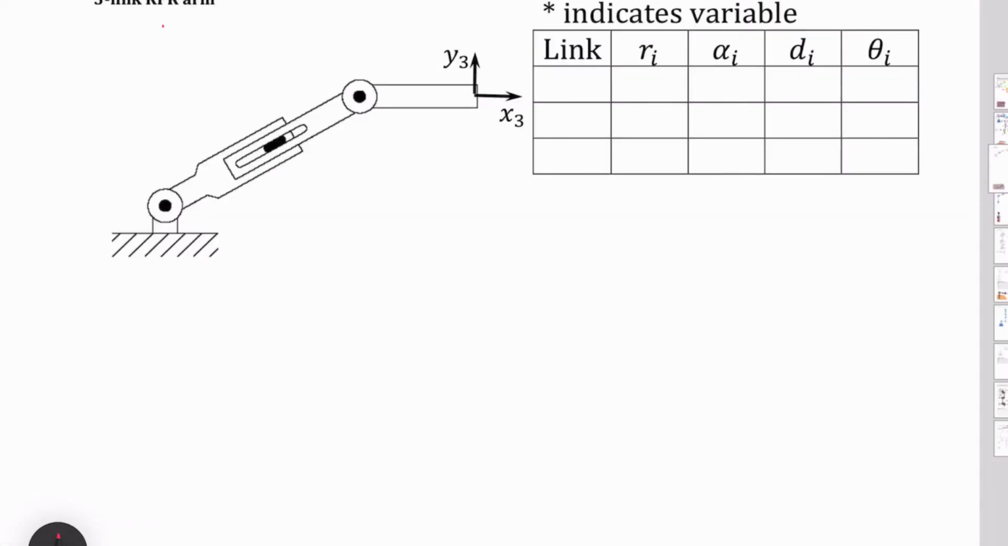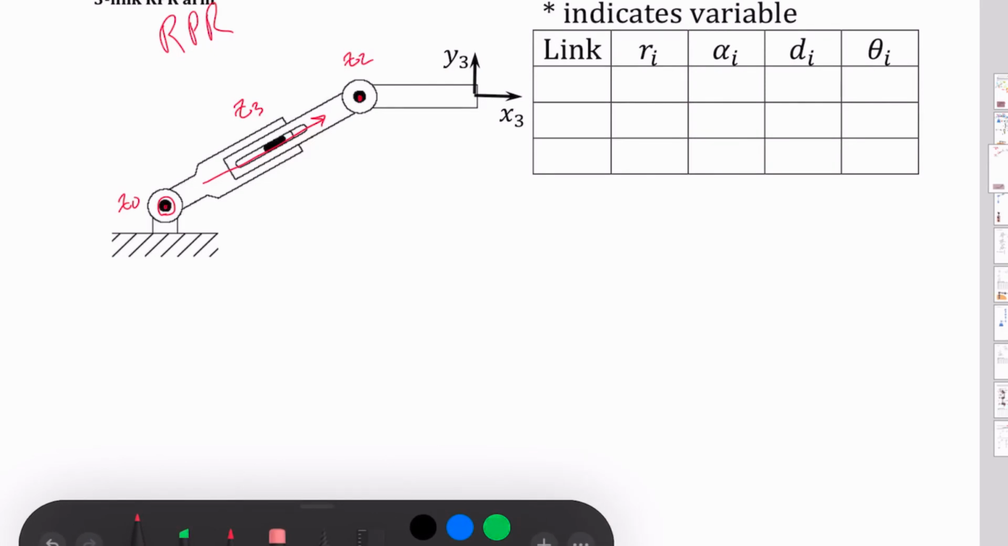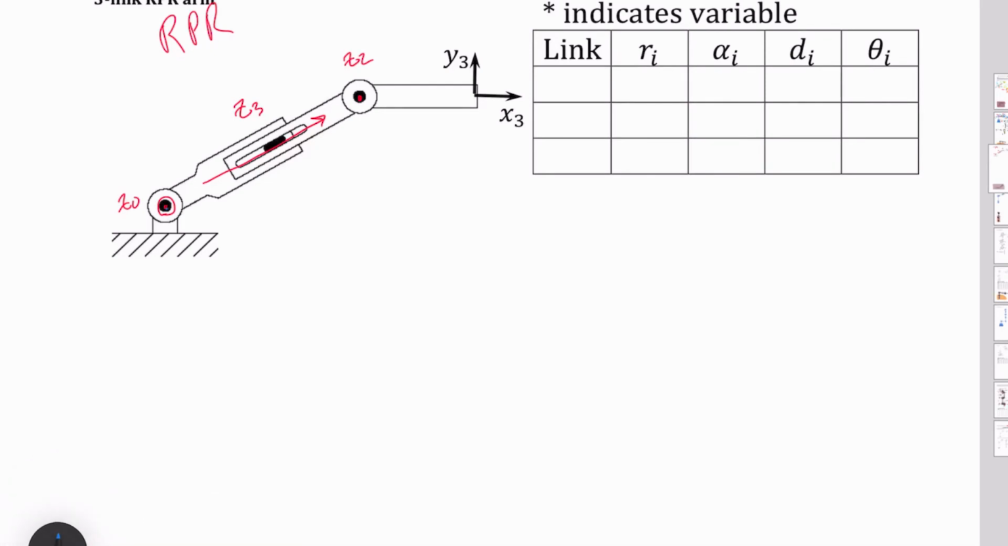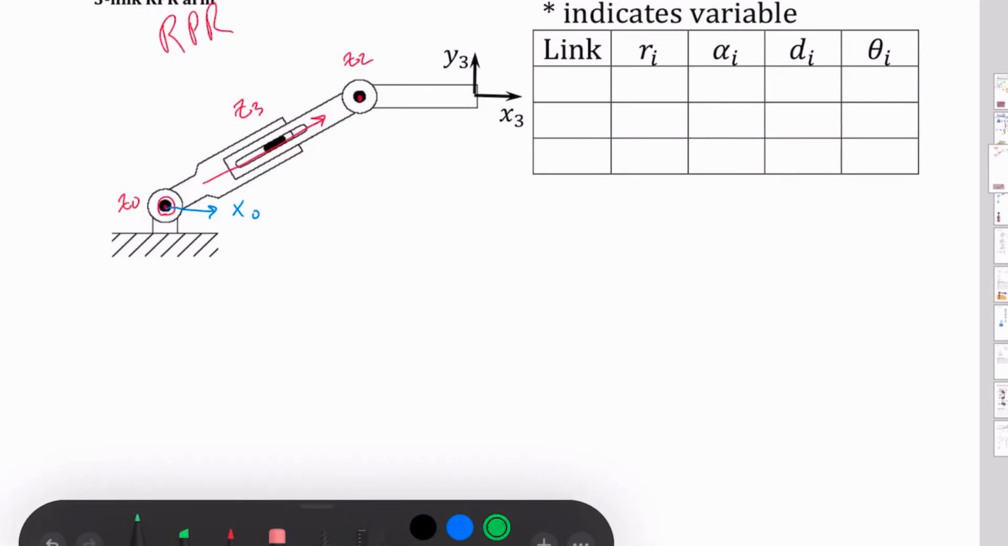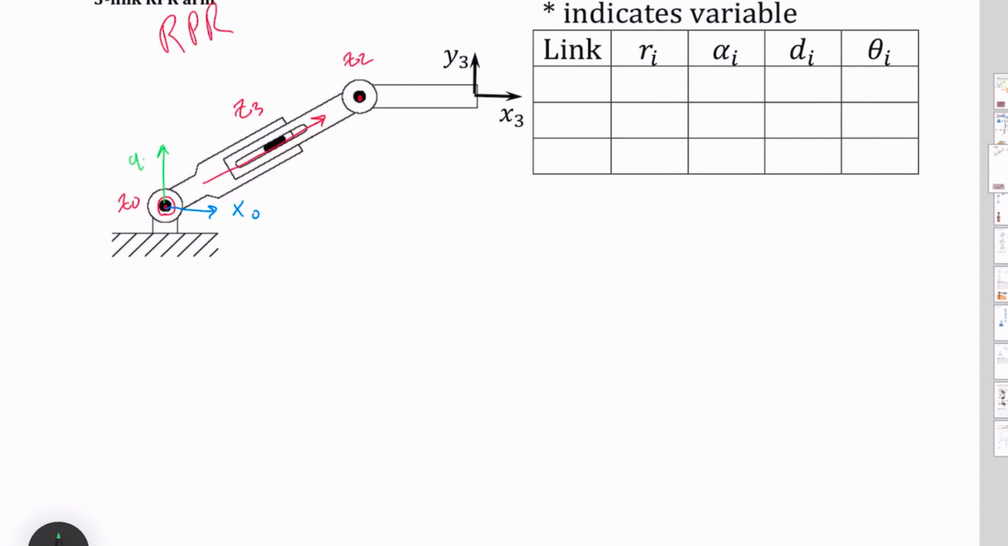Now it's time for our RPR arm. We've got our z-axis of rotation. I'm going to put in my z0 there. This one here is going to be my z2. And this axis that I'm moving along here is going to be my z3. So first I have to put my origin in there, and I'm going to put all those in the plane. Here is x0 coming out there, which means I'd have to put my y0 in this direction.